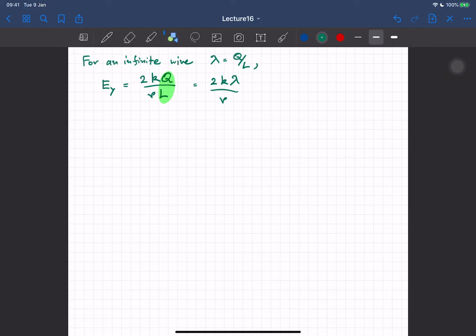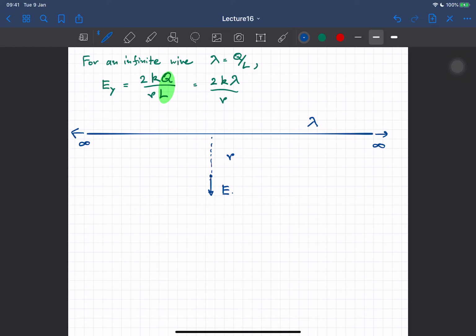Okay, so that means if you have a really, really long wire, and we know that the charge density is lambda, so that's charge per unit length, then at a distance r from the wire, the electric field will point away from the wire, because again, this is due to the symmetry. Don't forget that it's infinitely long, so you cannot tell left from right, essentially. But the electric field at this point here has the strength of 2k lambda divided by r.